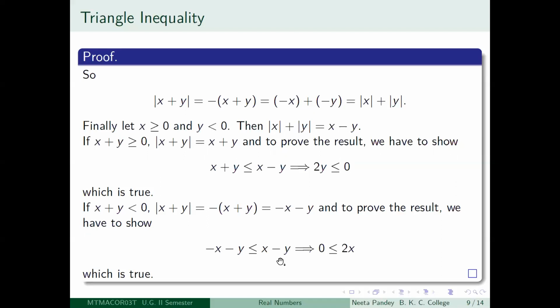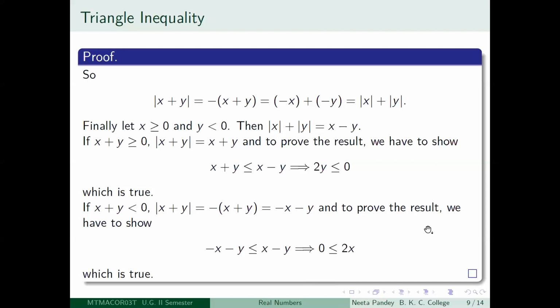So if you add x plus y on both sides, you'll get a 0 here and you'll get a 2x here. So if I want to show this is actually if and only if, it is enough if I can show that 2x is greater than or equal to 0, but x is already chosen to be greater than or equal to 0. So 2x is automatically greater than 0, and therefore this is true, and hence your result is proved.